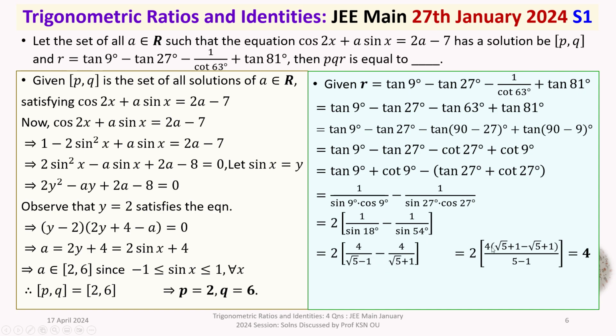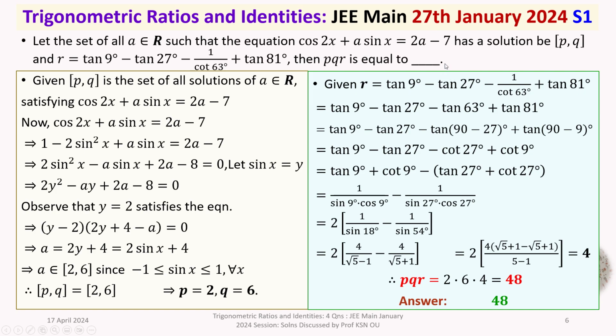Minus of minus 1 is plus 1. So root 5 cancels and you will get 4 by 4 cancel. 1 plus 1 is 2. 2 into 2 is 4. So we got R is equal to 4. P is 2. Q is 6. PQR is 2 into 6 into 4. That is 48. So the value of PQR is 48.